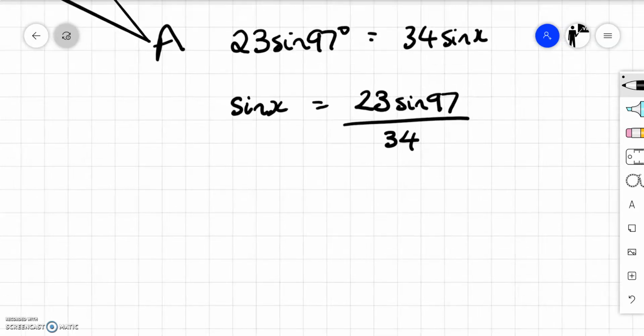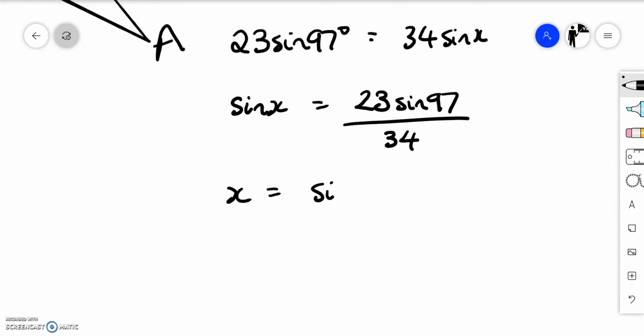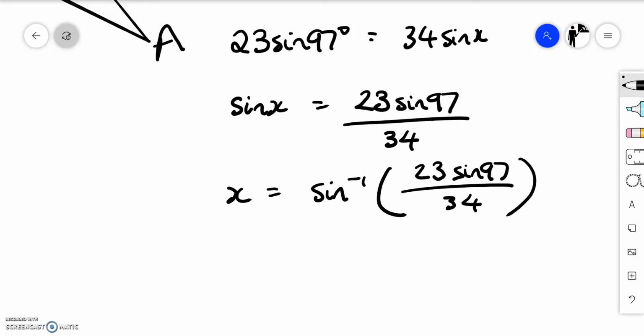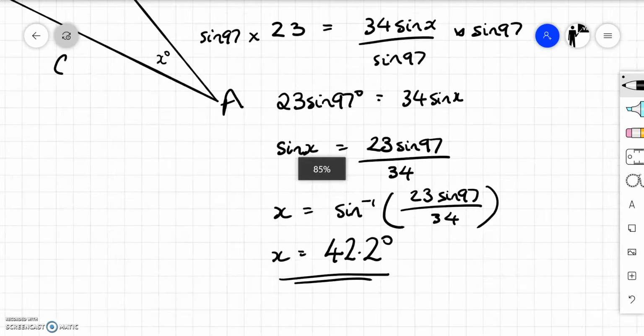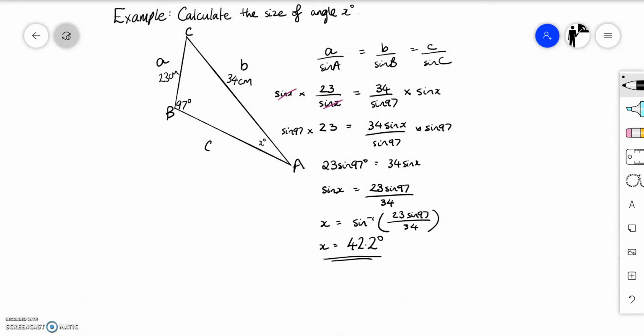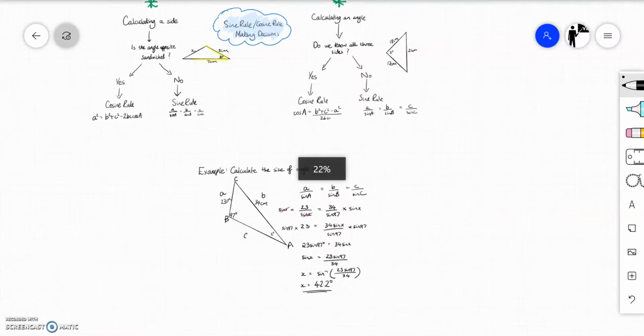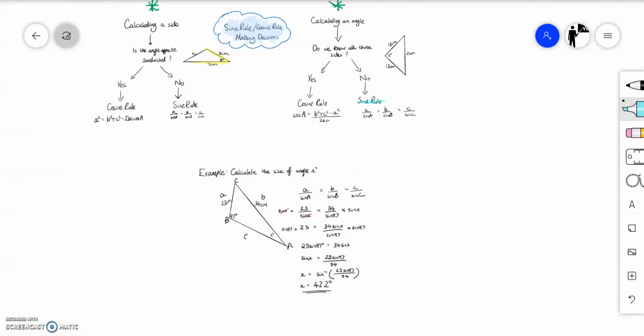So to work out x, we'll do sine inverse of that: 23 sine 97, close the bracket, over 34. That's going to be 42.2 degrees. Okay, so that was just working through how to use the sine rule to calculate an angle. But importantly, we can fall into one of these four scenarios.